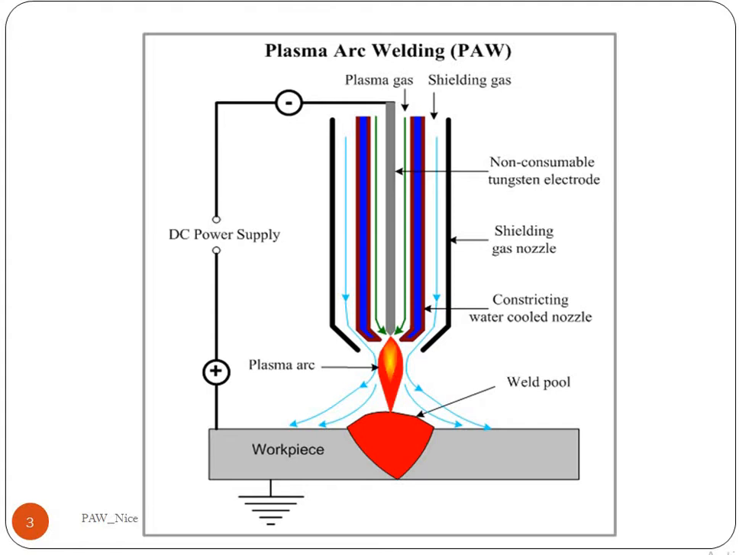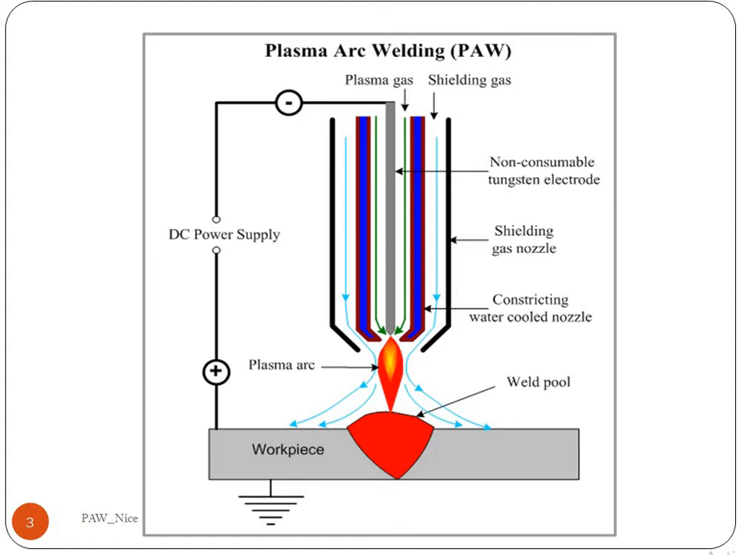Looking at the figure, we can see the plasma gas and the shielding gas, then the non-consumable tungsten electrode, a water cooled nozzle, the weld pool, the plasma, and the power supply. This is the basic arrangement of a plasma arc welding process.